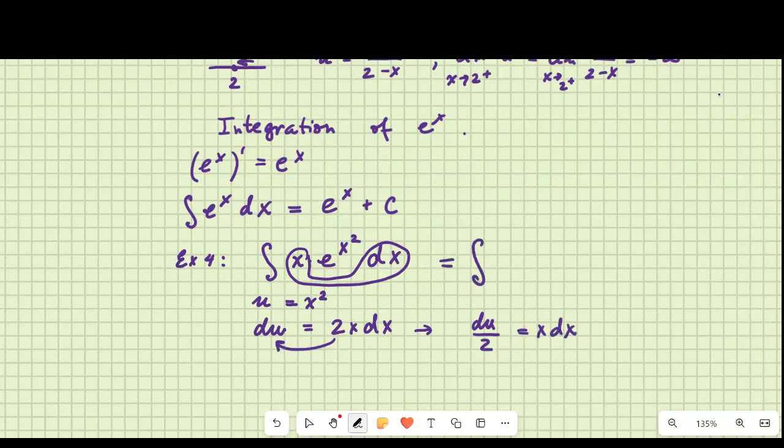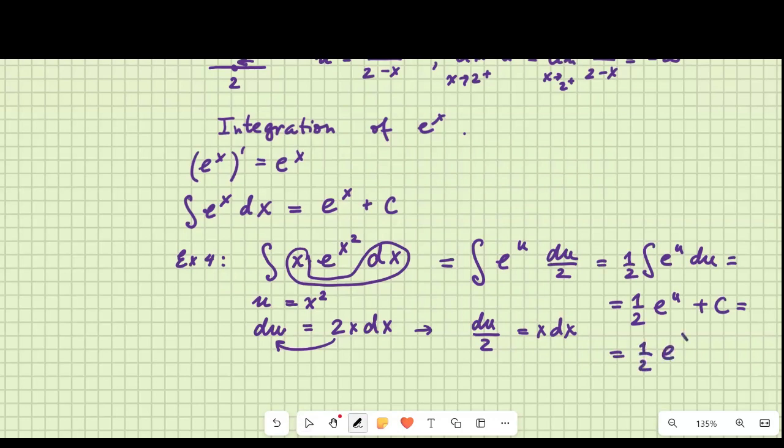And now I'm going to write down e to the power of u, because x squared is my u. And instead of x dx, I'm going to write down du over 2. Now we remember that any constant can be taken outside of the integral, and you have e to the power of u du, which is going to be just a standard integral: 1/2 e to the power of u plus a constant. But because u is not our original variable, we are going to go back to x squared and have 1 over 2 e to the power of x squared plus a constant, which is going to create our final answer.